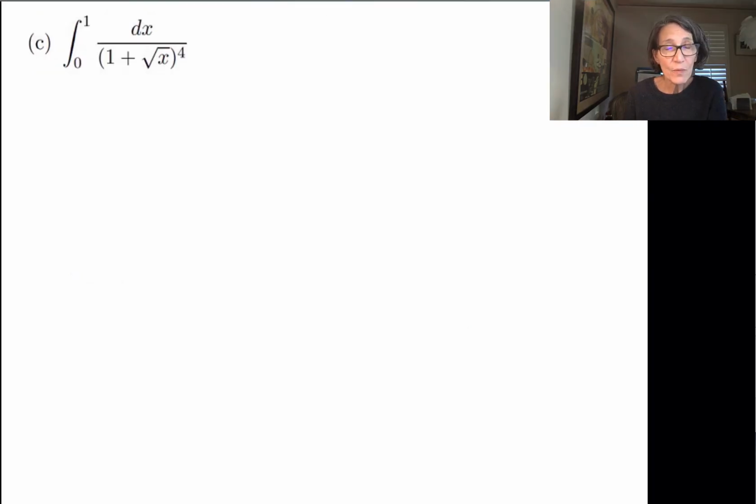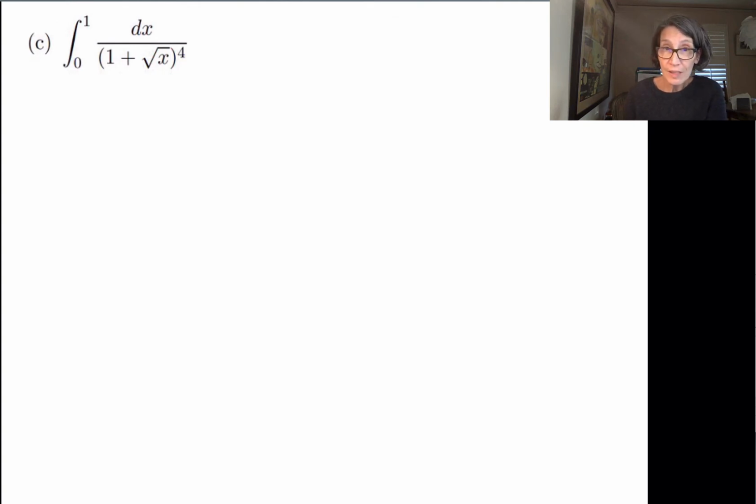In this example, we've got the definite integral from 0 to 1 of dx over 1 plus the square root of x raised to the 4th. So I do have several choices for my inside function. I'm looking for a composite function, and I'm going to let u be the inside of a composite.